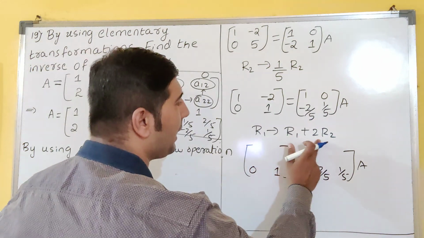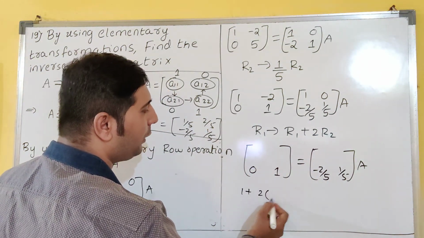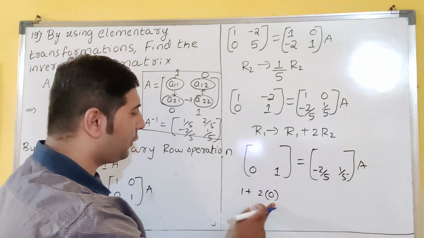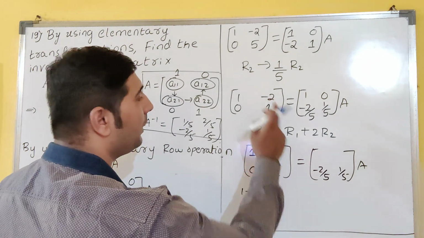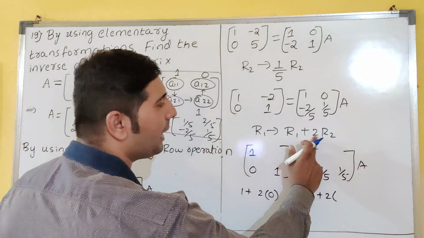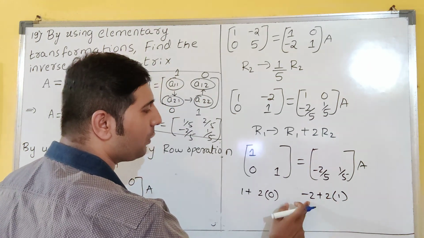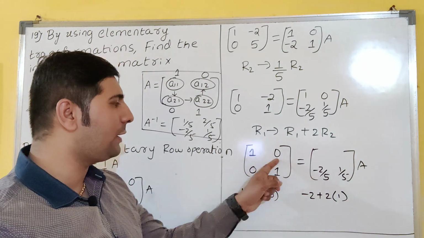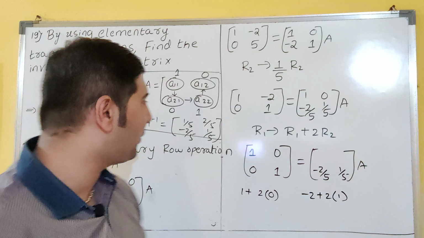So now R1 plus 2 R2. R1 is how much? 1 plus 2 into R2 is how much? 0. 2 into 0 is 0. 0 plus 1 is 1, dear students. Clear? So next R1 is how much? Minus 2 plus 2 into R2. R2 is how much? 1. Minus 2 plus 2 is how much? 0. Which is required for us? 1 0 0 1.